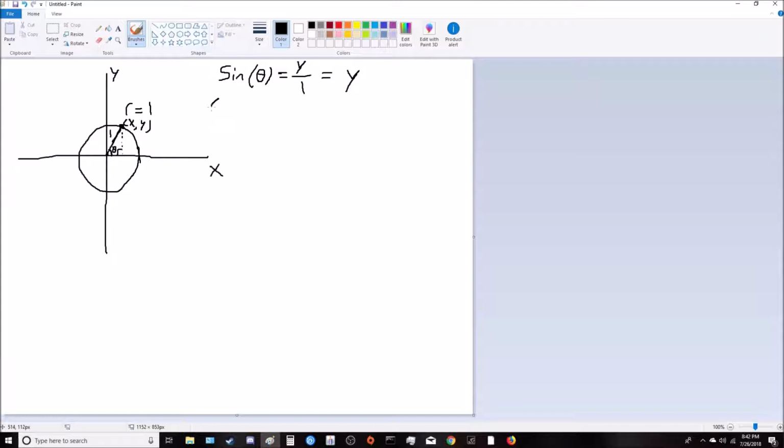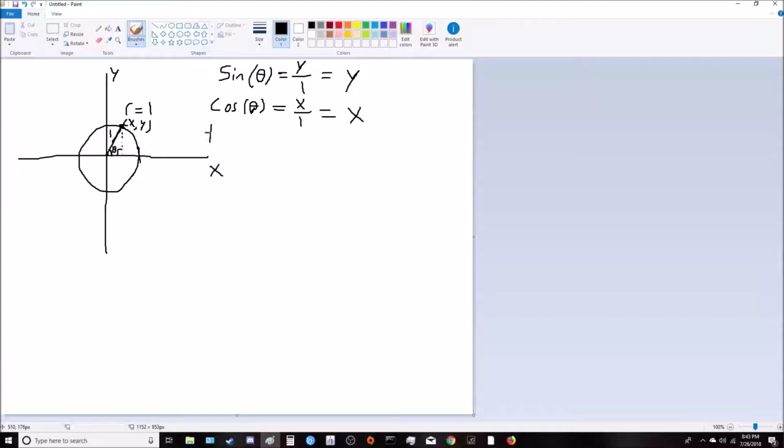Similarly, if we try this with cosine of theta, well, cosine is adjacent over hypotenuse. The adjacent side is going to be the horizontal component of this right triangle, or, with reference to the plane here, the x-coordinate. Since it's adjacent over hypotenuse, and the hypotenuse is still just 1, cosine of theta is just equal to the x-coordinate of this point along the unit circle.